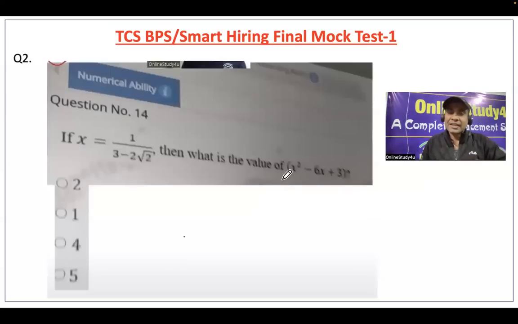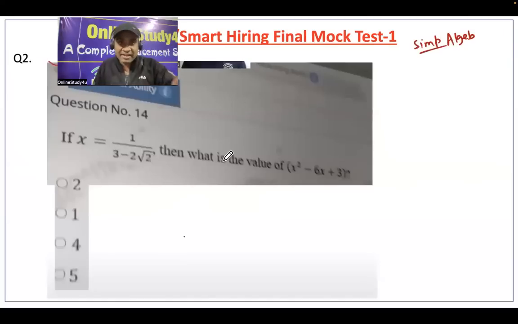Now friends, the next is, if you are appearing for the TCS examination, then it should be very clear to you that TCS focuses more on simplification, or you can say algebra. So this kind of question will also be asked to you. This is a little tricky question, so let us try to solve it here. And this has already been asked in the TCS examination.